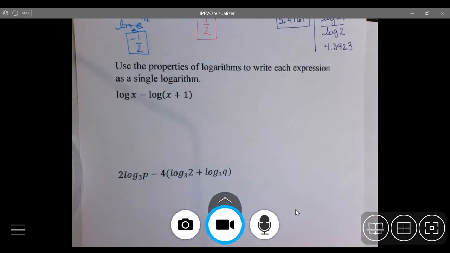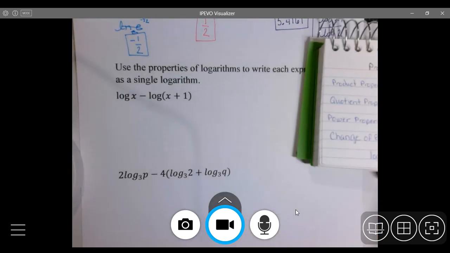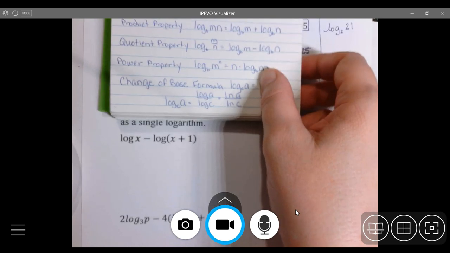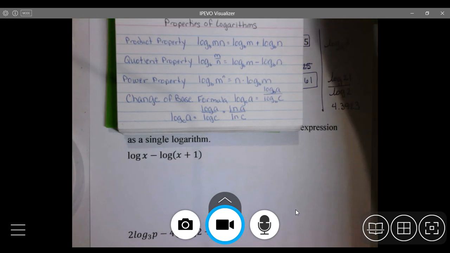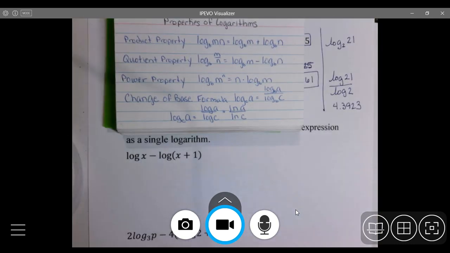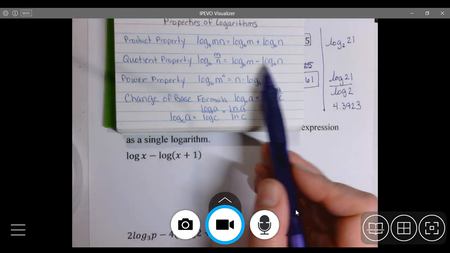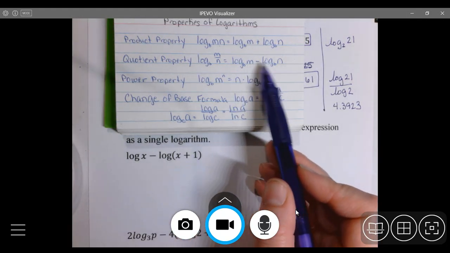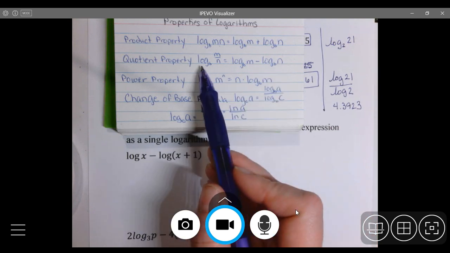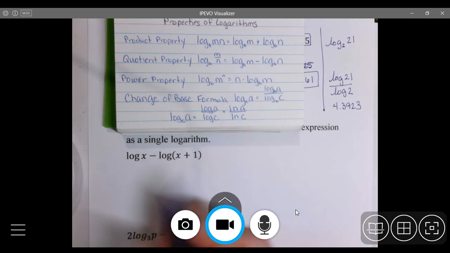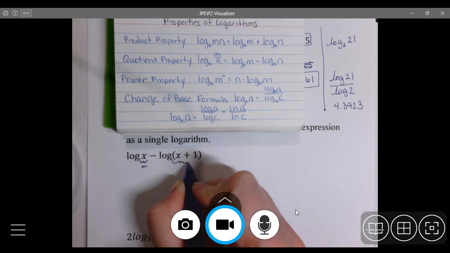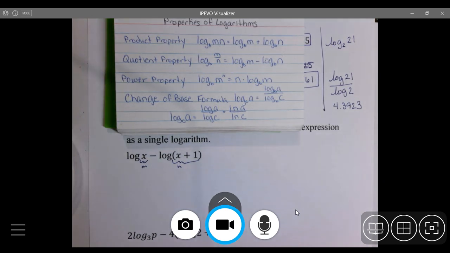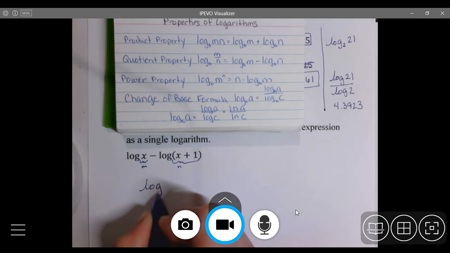So using these properties, I'm going to even set this right up here. We probably won't be able to see it all that great, but we'll try. So we're going to look at this and determine, okay, I have a log minus another log. So I'm looking at this side right here and say, okay, I have log m minus log n. Well, that's going to turn into log of m divided by n. So this right here is my m, and this right here is my n. So I have a single log out front.